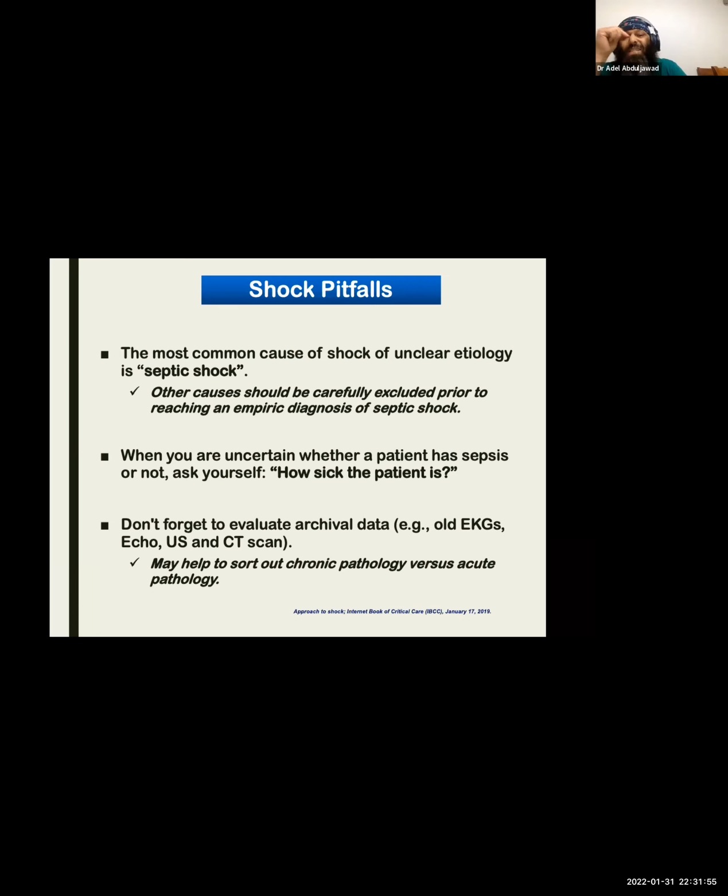But when you are uncertain, and this happens frequently, whether the patient has sepsis or not, don't bother yourself, because you are now in the era of undifferentiated shock. So concentrate on how sick the patient is, because this will lead you to intervene quickly. Last but not least, do not forget to evaluate the baseline or the archival data of the patient. Step back and ask yourself about history taking. Review the chart, review the old ECG. If this is, for example, a new MI or old Qs, is this a new bundle branch block or an old bundle branch block.